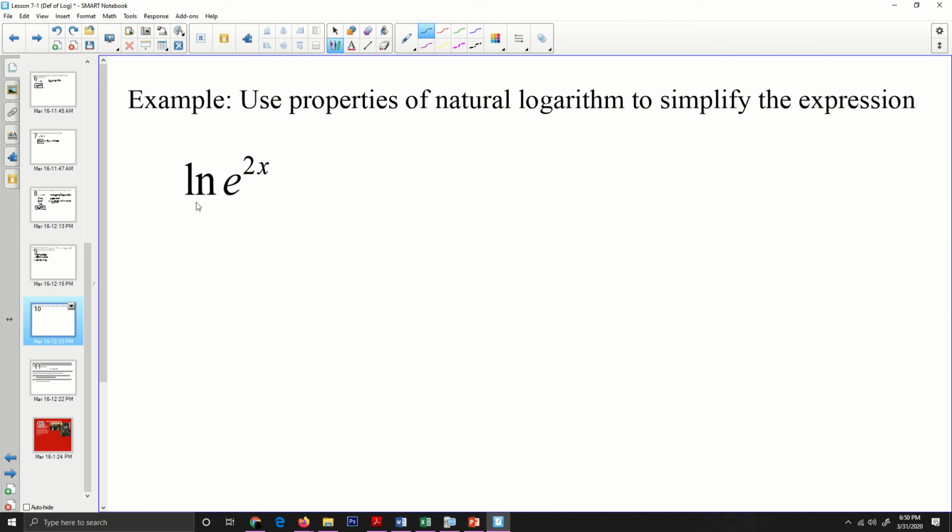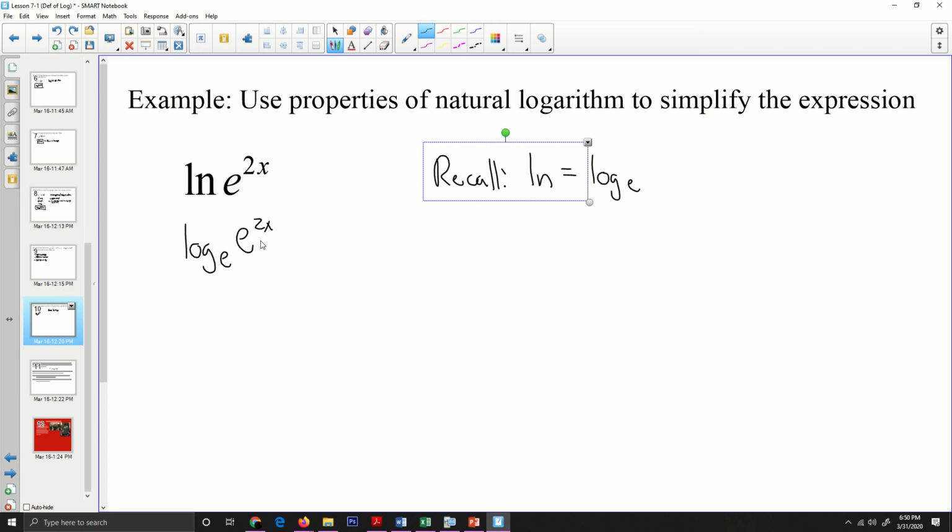All right, next it says use properties of natural logarithms to simplify this expression. I picked this one especially because this is something that you're going to see over and over when we're doing logarithms, especially solving for functions where we're trying to figure out what the variable in the exponent is. ln e, so I'm going to say recall that the ln is equal to log base e. So we can rewrite this as log base e of e to the 2x.